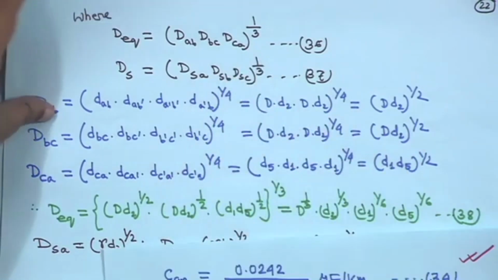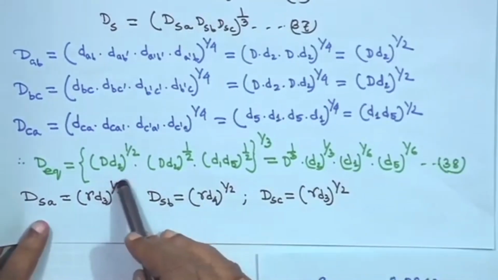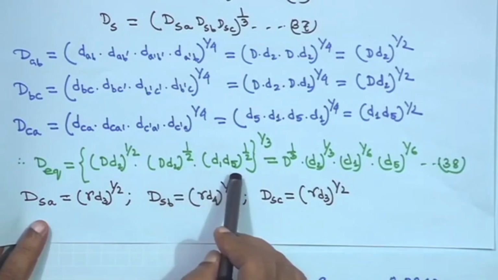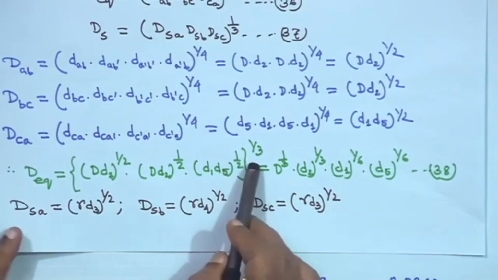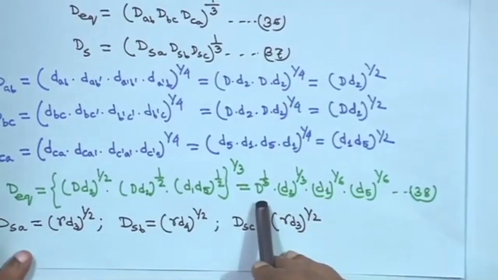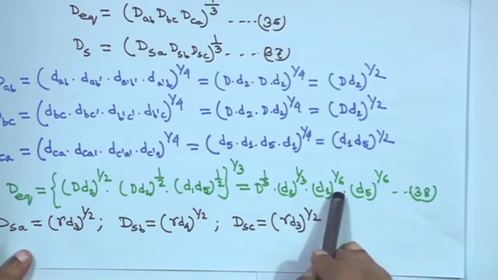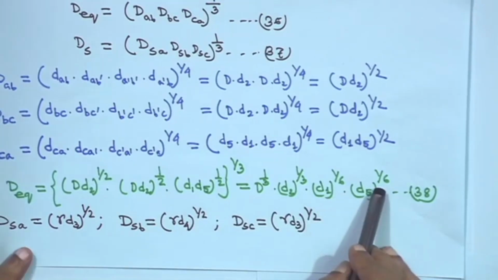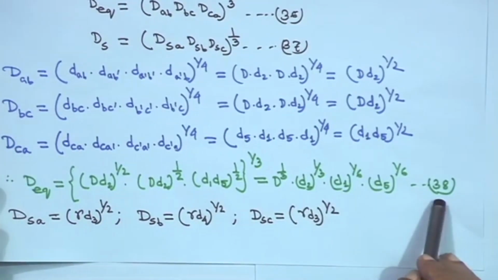If you do so, d equal will come d dt to the power half into d dt to the power half into d 1 d 5 to the power half, and the whole to the power 1 third. So it is d to the power 1 third, then d 2 to the power 1 third, then d 1 to the power 1 by 6 and d 5 to the power 1 by 6, right. So, this is actually equation 38, right.